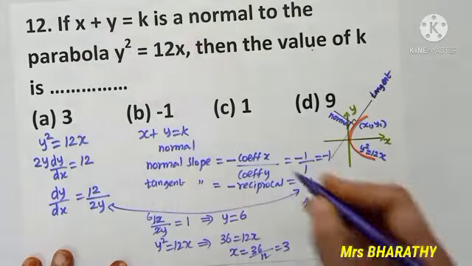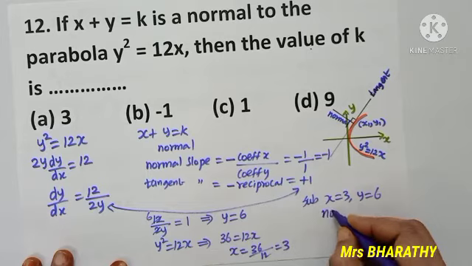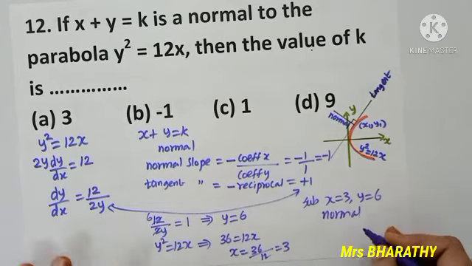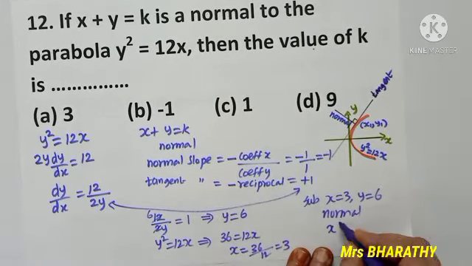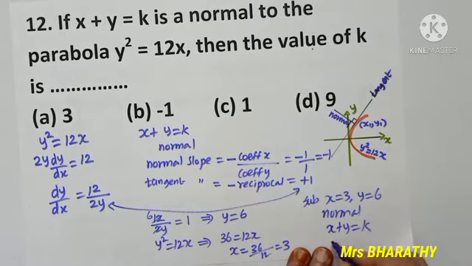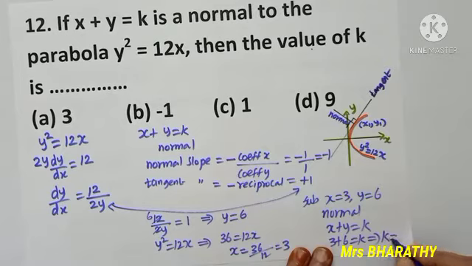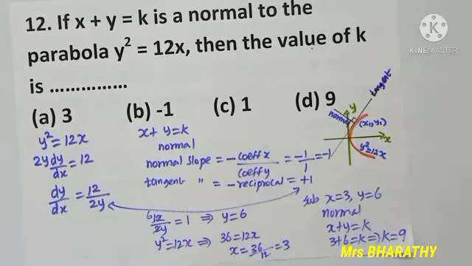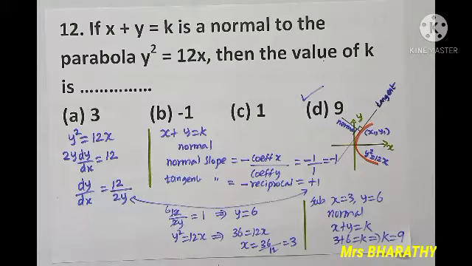As I know x is 3 and y is 6, substitute in the normal equation. So what is the normal equation? I get x plus y equals k. 3 plus 6 equals k, or we get k equals 9. And D is the right choice.